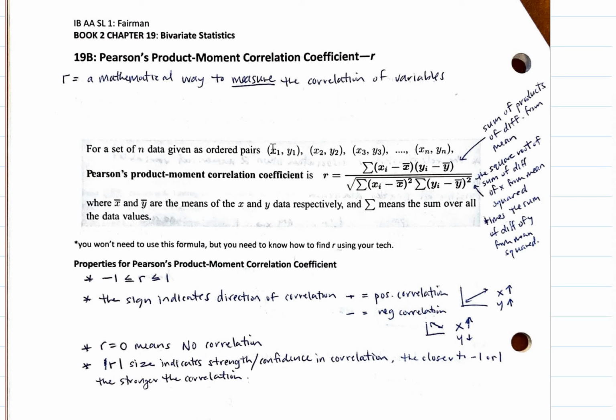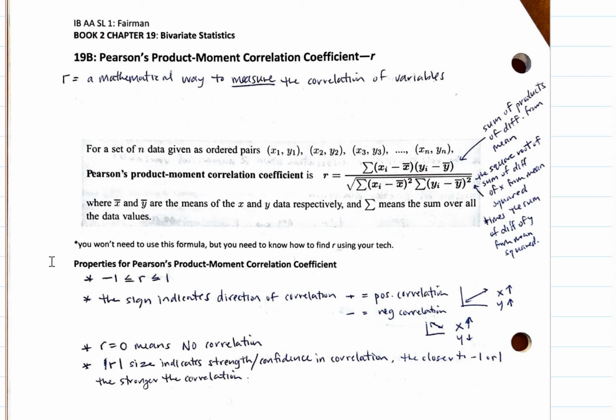But just so you know what it is, each data point has two values, an x1 and a y1. And we find the mean of all of the x's and then the mean of all of the y's. And then for each data point, you subtract the mean from each x, and you get a number, and you subtract the mean from each y, and then you multiply those together, and then you sum all of those values. In the denominator, you essentially do the same thing, but you square them, and then you square root it. Again, you don't need to know how this formula works. You just need to know how to use your calculator to use it.